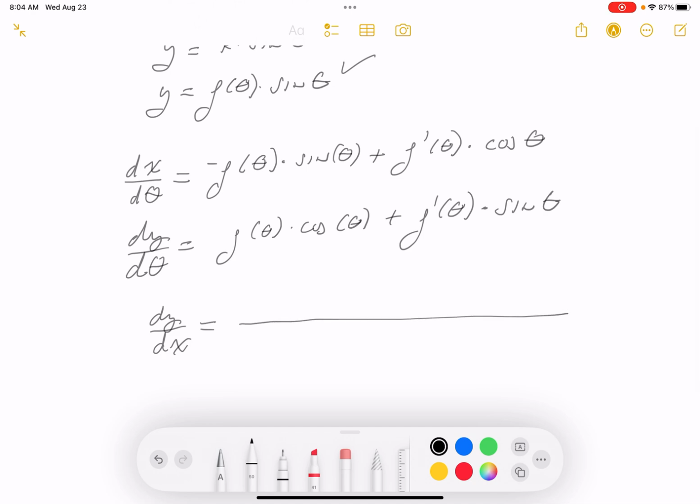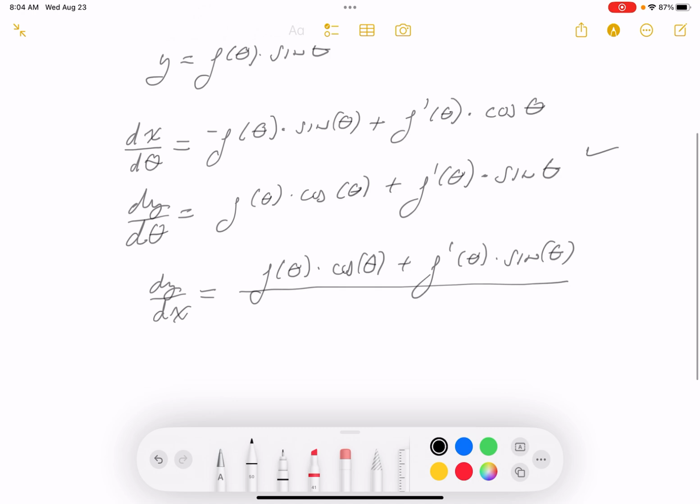I'm going to put that down, dy/d theta. I'm looking at this now. I'll write that down. That's going to be f of theta times cosine of theta plus f prime of theta times sine of theta. All right? What goes on bottom? It's dx/d theta. I'm going to write in a different order, though. Looking at this, the reason is I don't like that minus sign in front. And I'm going to write down f prime of theta times cosine of theta minus f of theta times sine of theta.